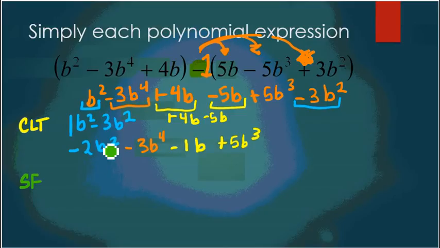To put it in standard form, start with the highest exponent, which is 4. So that's negative 3b to the fourth. Next one after that is a 3, so plus 5b cubed. After that, the next after 3 is 2, so negative 2b squared. And then finally, minus 1b. And there it is in standard form.